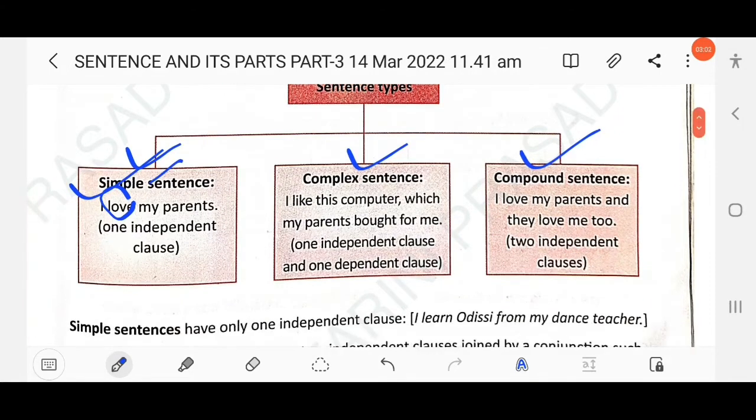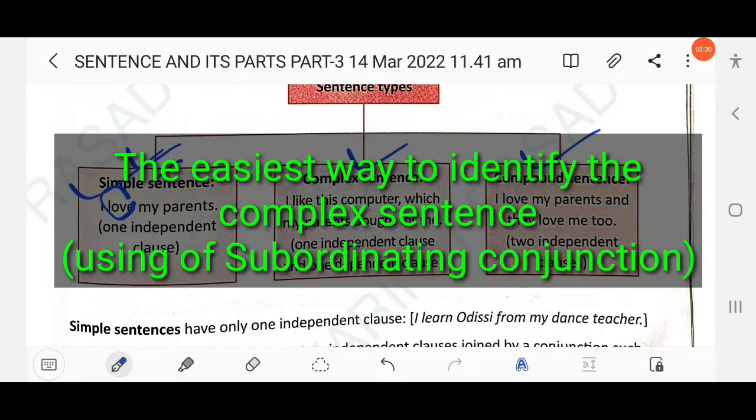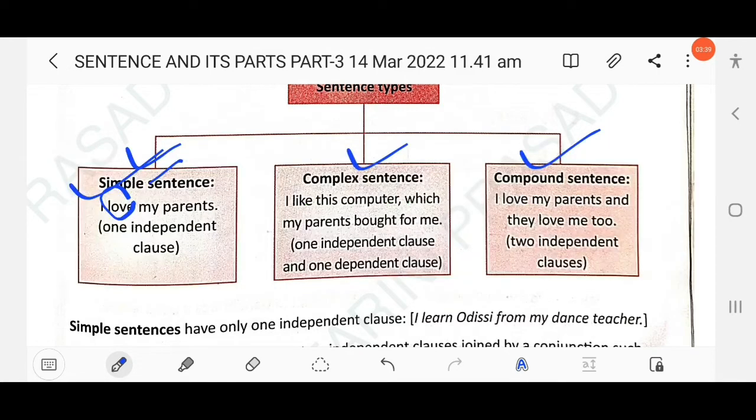Next, the complex sentence. I like this computer which my parents bought for me. One independent clause and one dependent clause. If there is only one main clause and one dependent or subordinate clause, that will be considered a complex sentence. And the easiest way to identify a complex sentence is the use of a subordinating conjunction. If there is use of a subordinating conjunction in a sentence, the sentence will be called a complex sentence. Clear?